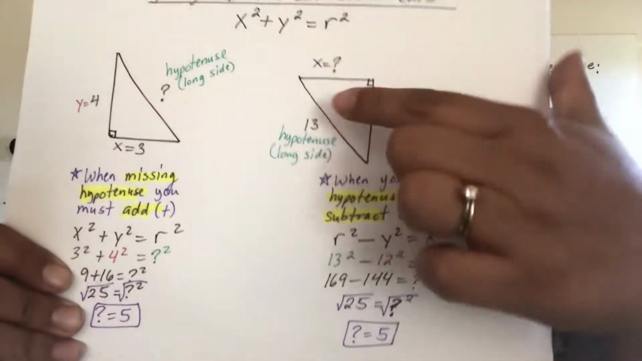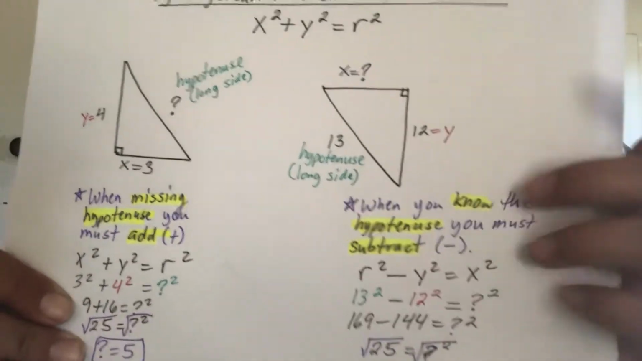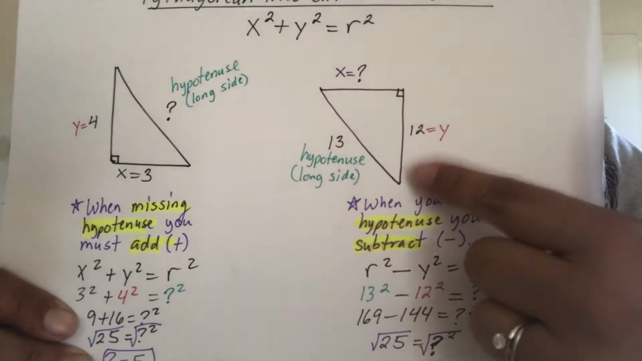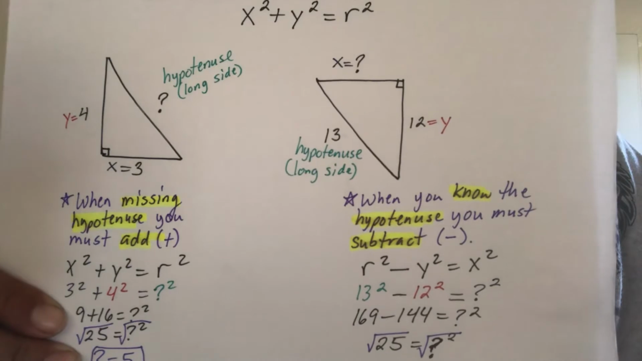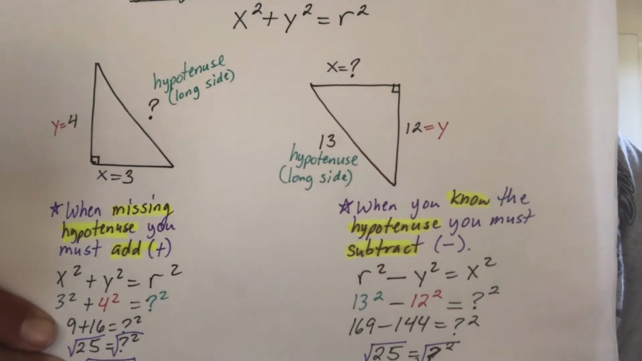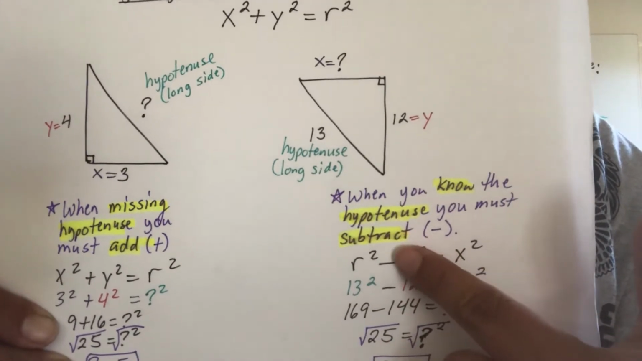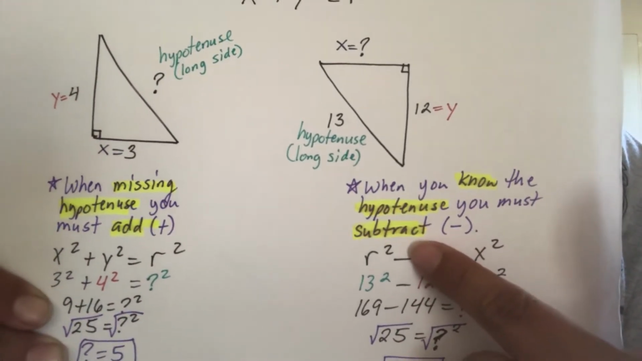On the flip side, take a look at this right triangle over here. Some of you might think this is the same exact thing, but take a look. You actually have the hypotenuse this time. So you're not going to do the exact same thing because you're given different pieces. When you have the hypotenuse, you have to remind yourself that you have to do subtraction on this type of Pythagorean theorem.